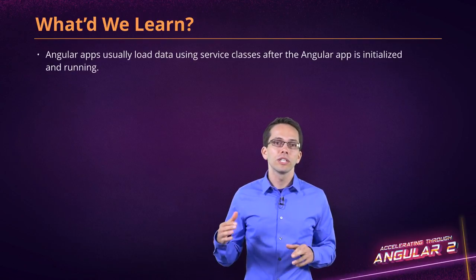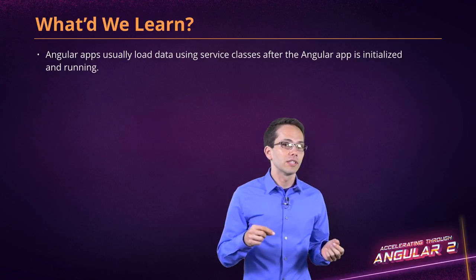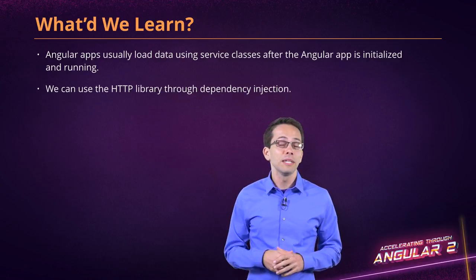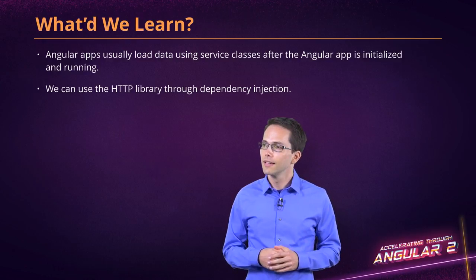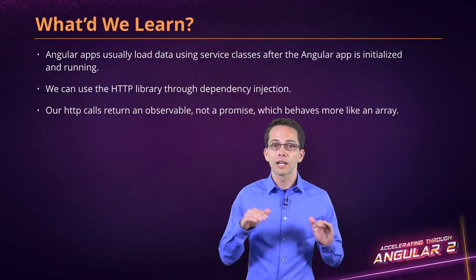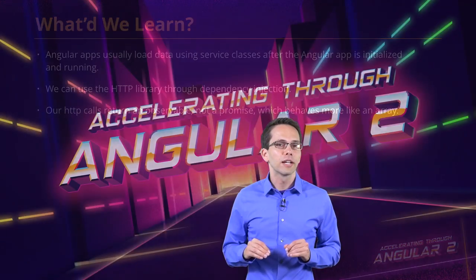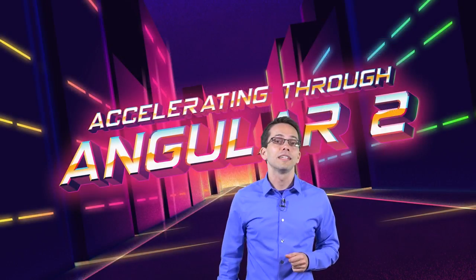So what did we learn in this section? Well, Angular apps usually load data using service classes after the application is initialized and running. We can use the HTTP library through dependency injection to make internet calls, and our HTTP calls return an observable, not a promise, which behaves more like an array. So why don't you get your hands dirty in the challenges, and I will see you in the outro video.